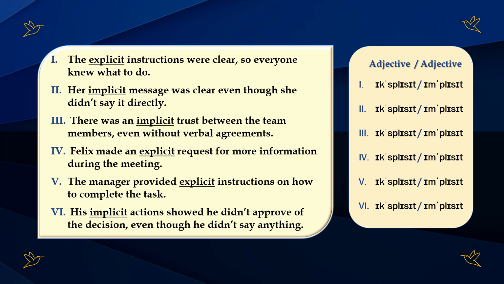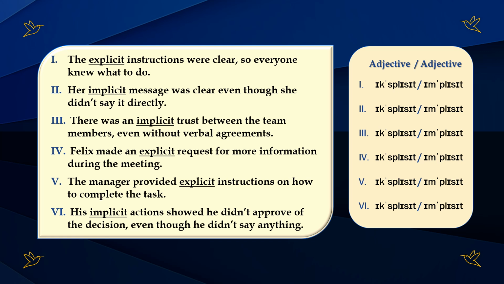1. The explicit instructions were clear, so everyone knew what to do. 2. Her implicit message was clear even though she didn't say it directly. 3. There was an implicit trust between the team members, even without verbal agreements. 4. Felix made an explicit request for more information during the meeting.